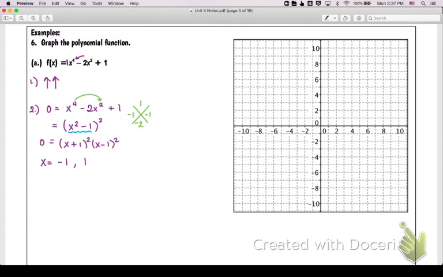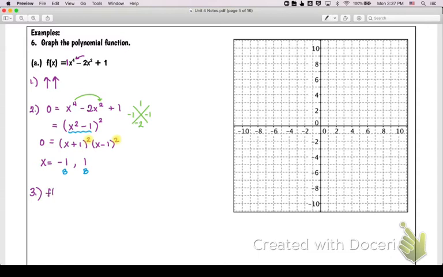Now we need to look at the multiplicities that we have here. Okay, so we have an exponent of 2 and an exponent of 2. Both of those are even, so that tells us we have an even multiplicity, which means in both of these cases, it's going to bounce. So I just make a little note to myself, bounce, bounce.